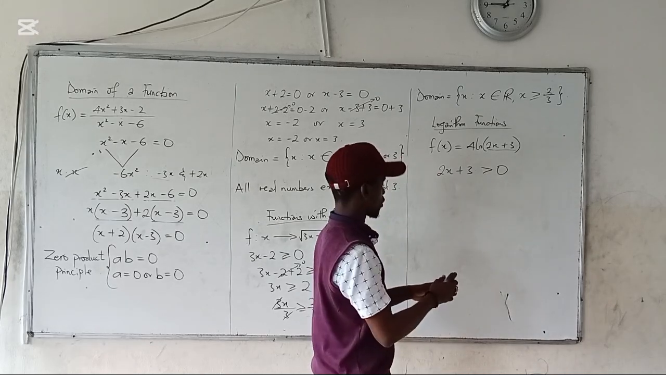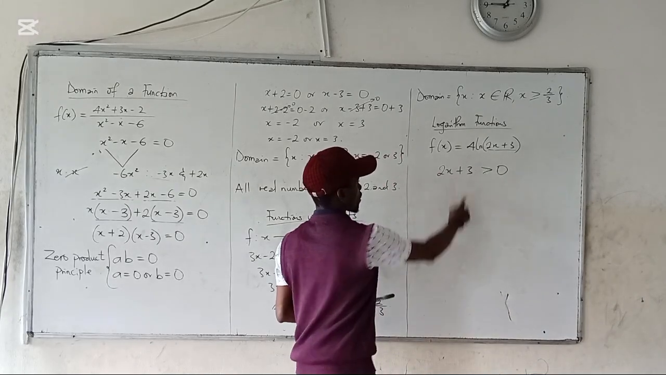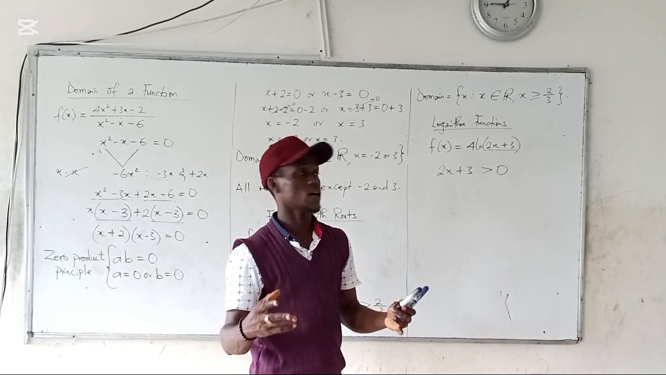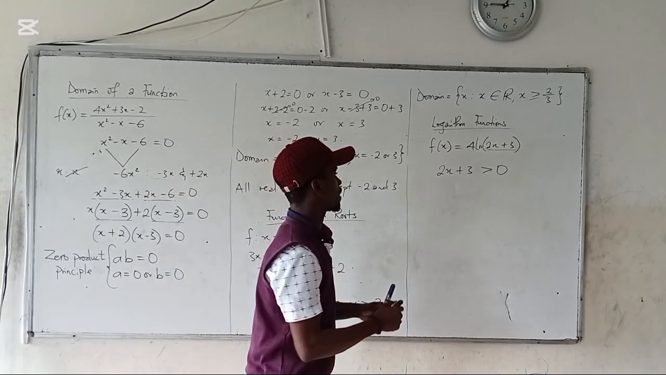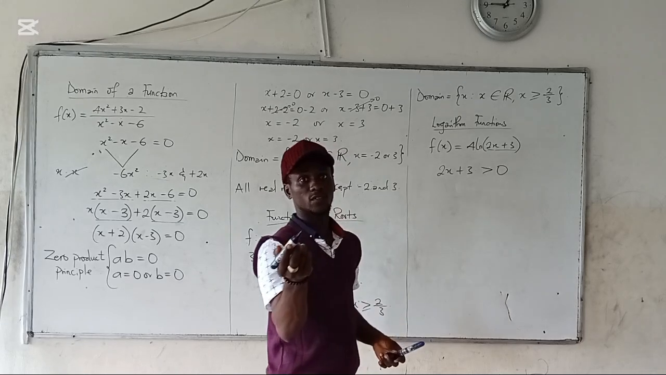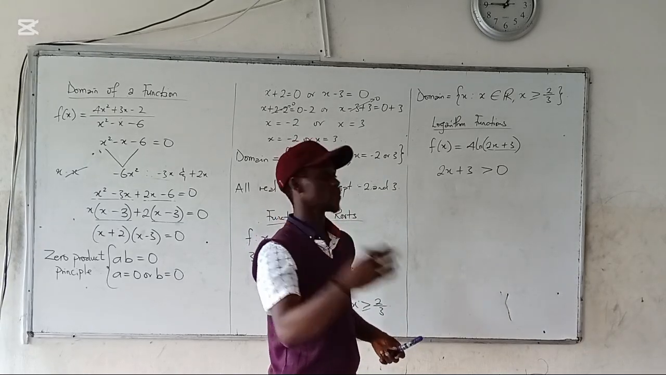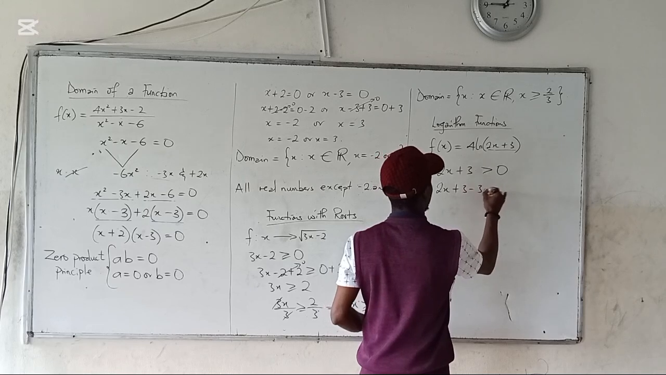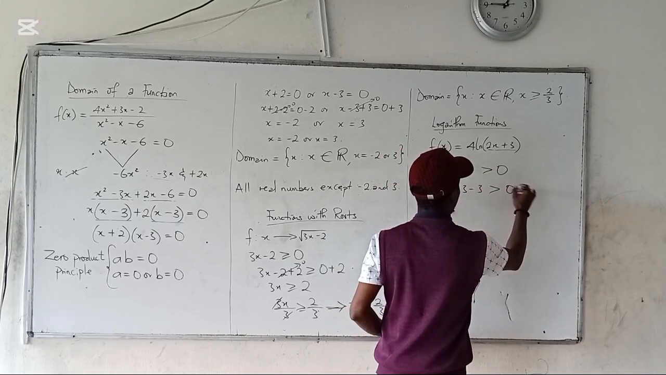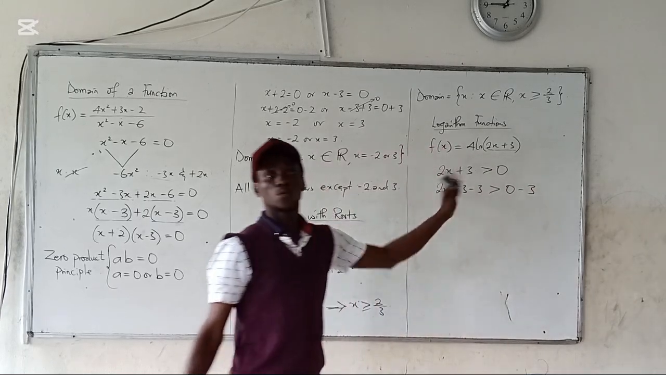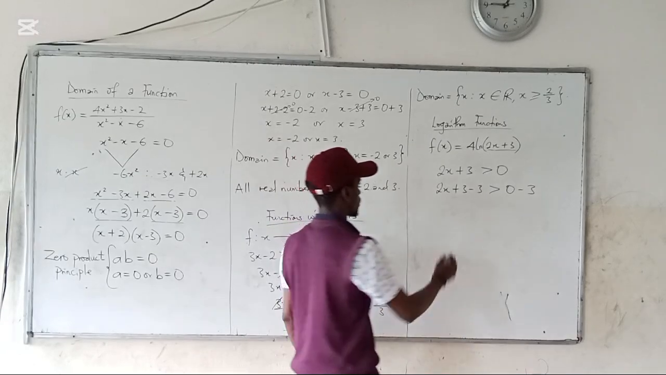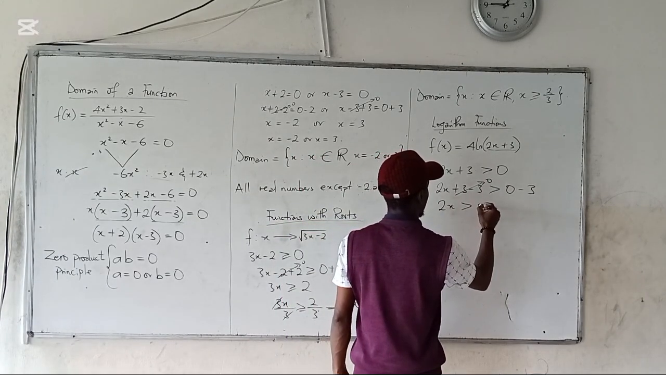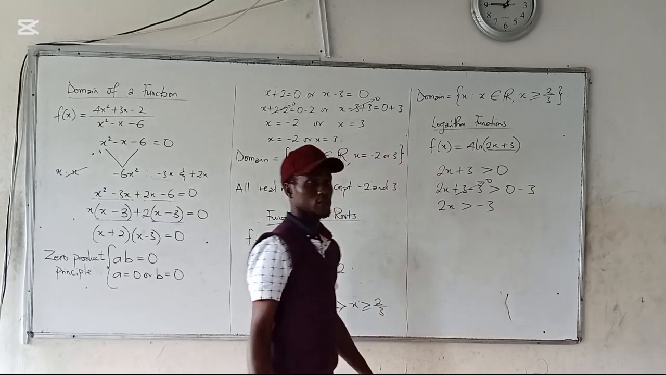Now we have to eliminate 3 so that we can find the value of x. To eliminate 3, we use the additive inverse of 3, which is minus 3. So this will give me 2x plus 3 minus 3 greater than 0 minus 3. We subtract 3 from both sides. This will give us 2x greater than minus 3, since 0 minus 3 is minus 3.